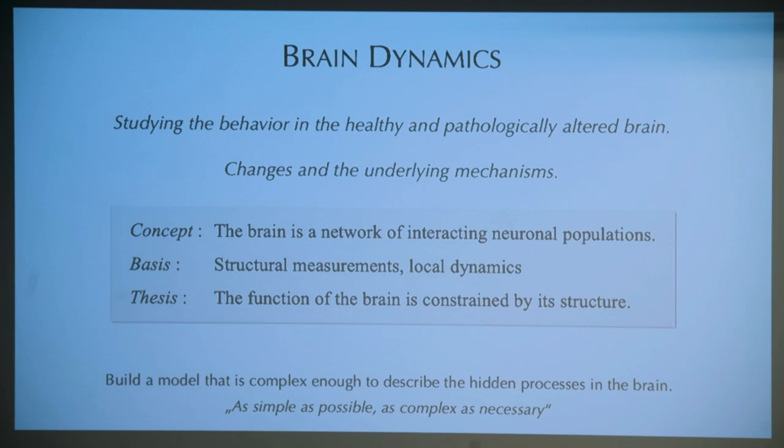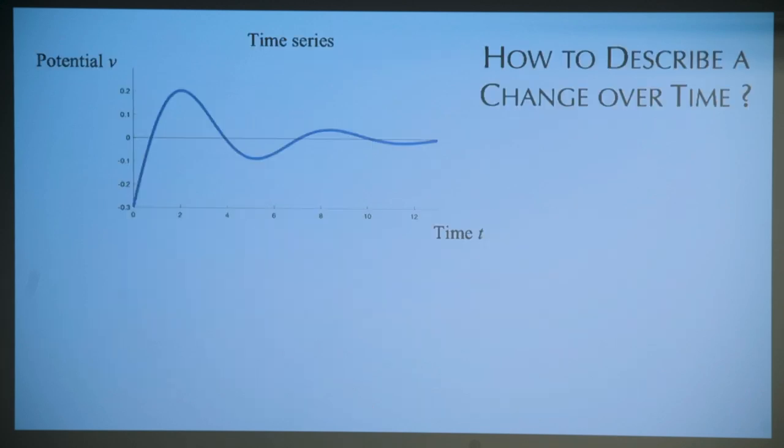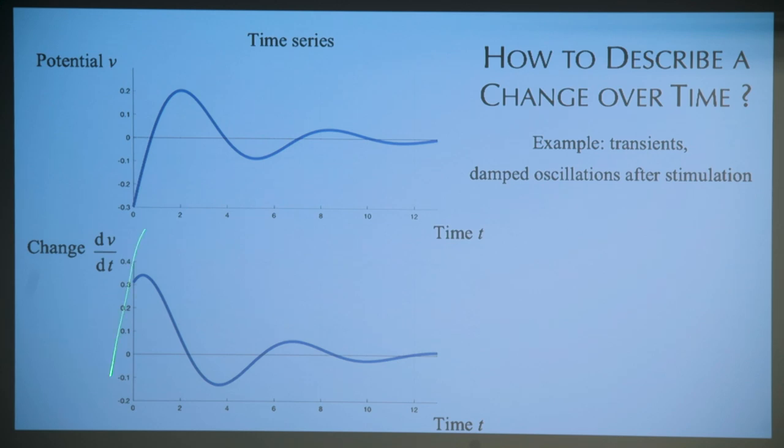So how do we describe brain dynamics, or what is it basically? We are looking at time series, like what you see in EEG, for example. So here is something very generic. We see a potential over time, and we see that there's a damped oscillation. So how do we explain the change over time? In dynamical systems, what we do is calculate the derivative of that. This is like the speed, the rate of change. If it's positive, then we have a rise. If it's negative, so below zero, then it's falling, so to say.